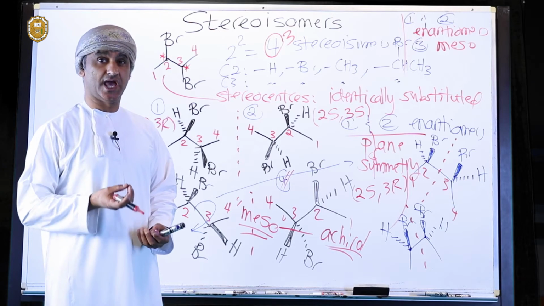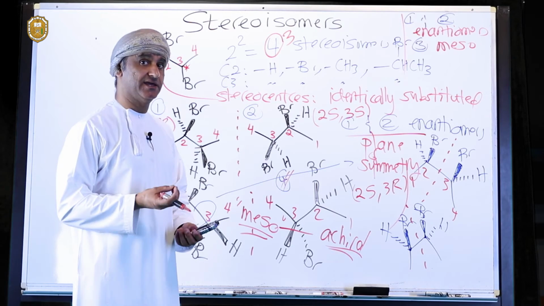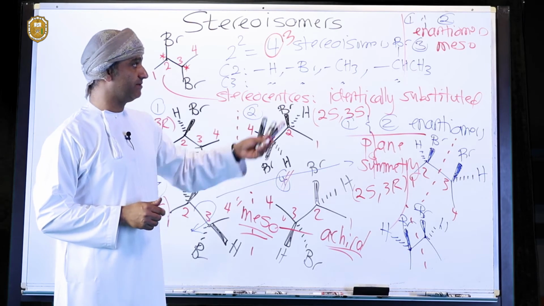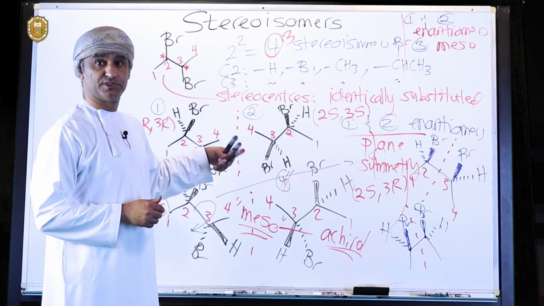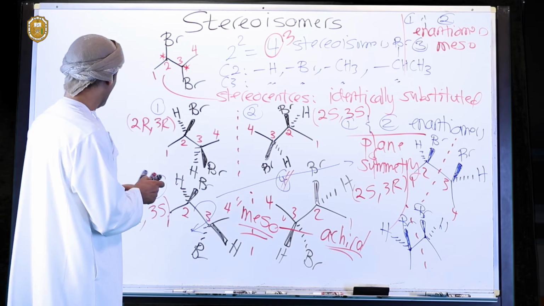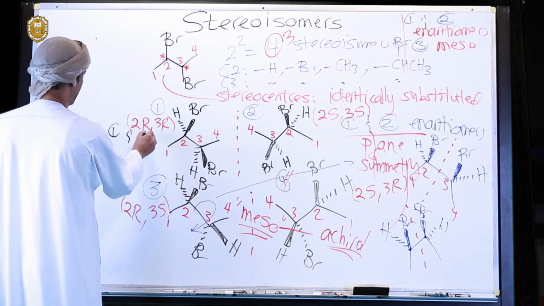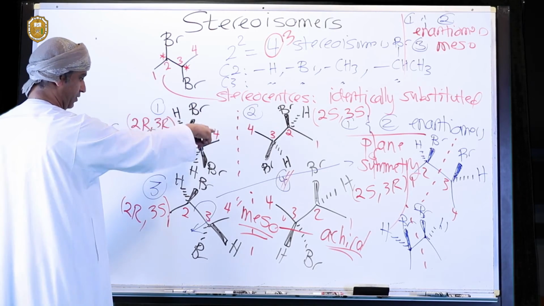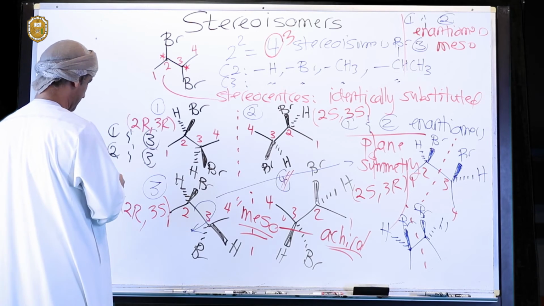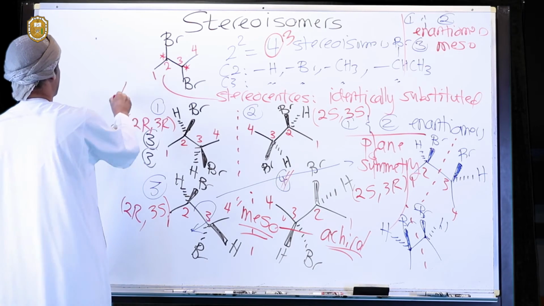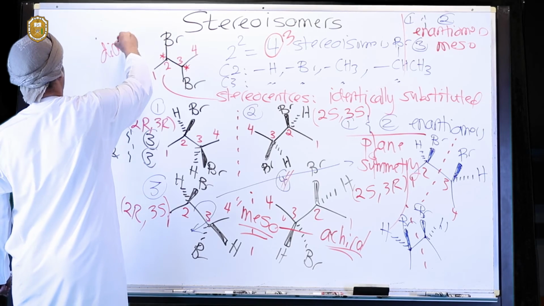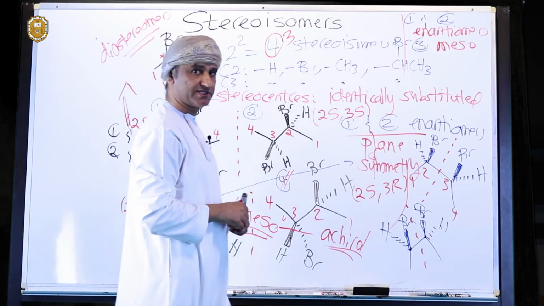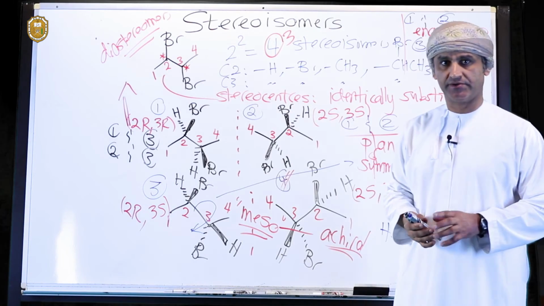And remember again, meso compounds are achiral. That's because they have a plane of symmetry. So 1 and 2 are a pair of enantiomers. Number 3 is meso. The relationship between any other two should be diastereomers. So 1 and 3, and 2 and 3 are diastereomers. Diastereomers, that's because they are not mirror images.